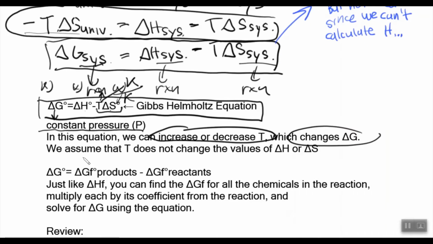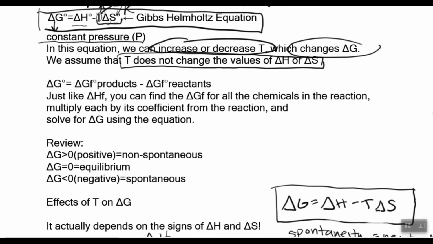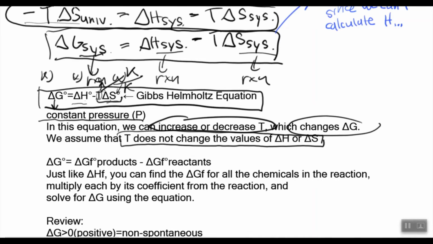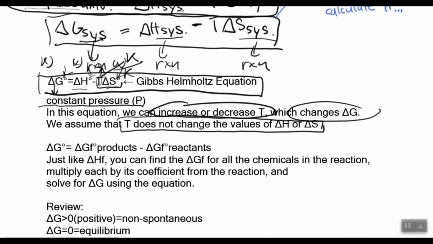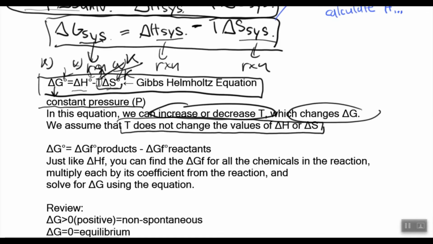So we also have to assume that temperature does not change the values of ΔH or ΔS. So by changing this T, our ΔH and ΔS are constant. And in real life, they actually do change, but they change slightly, and because they change slightly, we ignore the change. So we just assume that ΔH and ΔS are constants, and the only two things that are changing are the T and the ΔG. And note that everything is in naught, so that tells you something that we will review very soon.